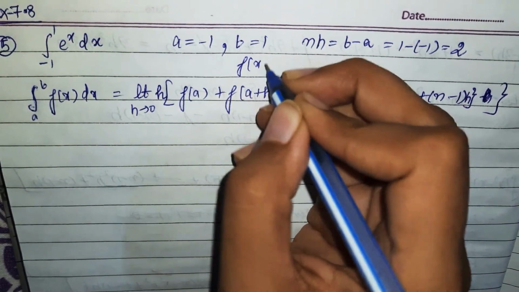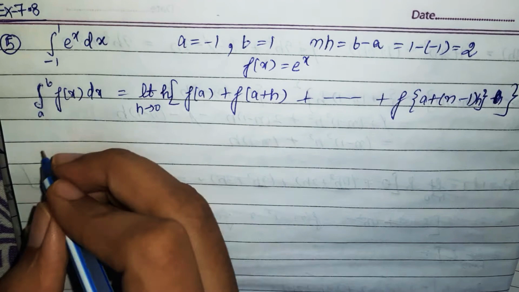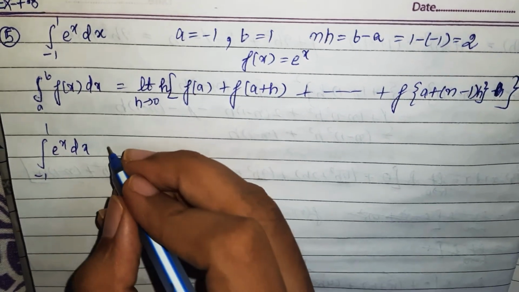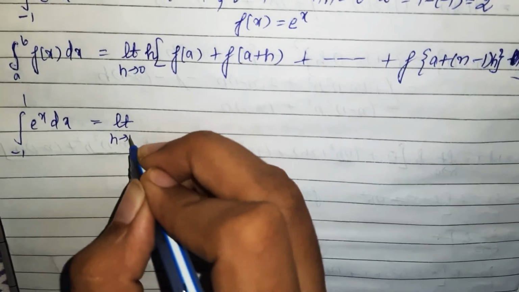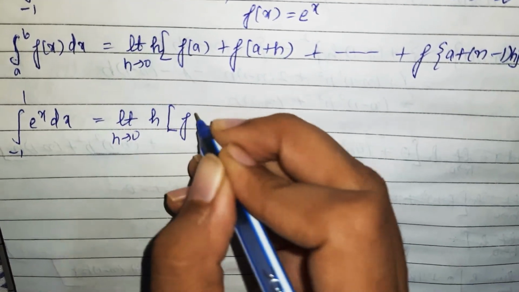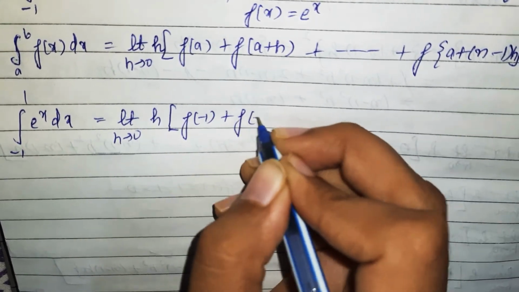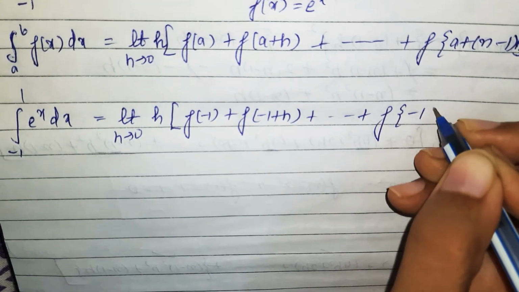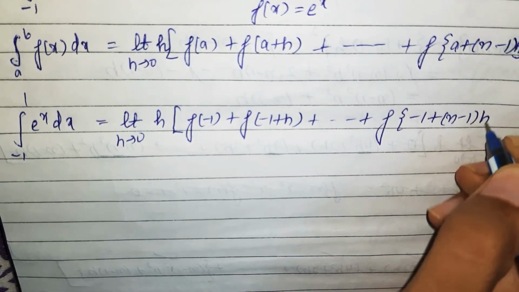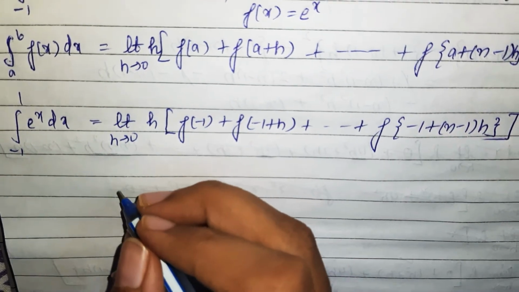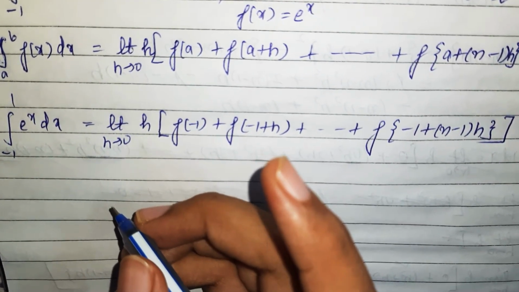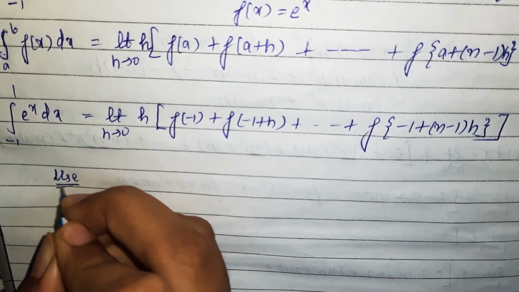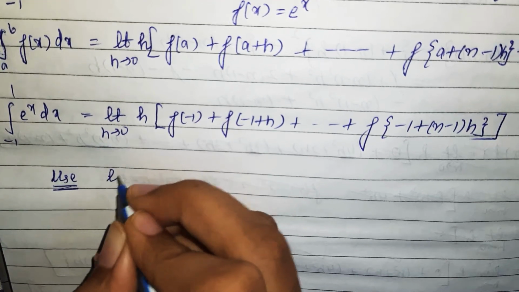f(x) is e raised to the power x. So we have the integral from minus 1 to 1 of e^x dx, which equals the limit as h tends to 0 of h times [f(-1) + f(-1+h) + ... + f(-1+(n-1)h)]. Now here we are using two formulas: the sum of a GP and one more formula which is new for you.